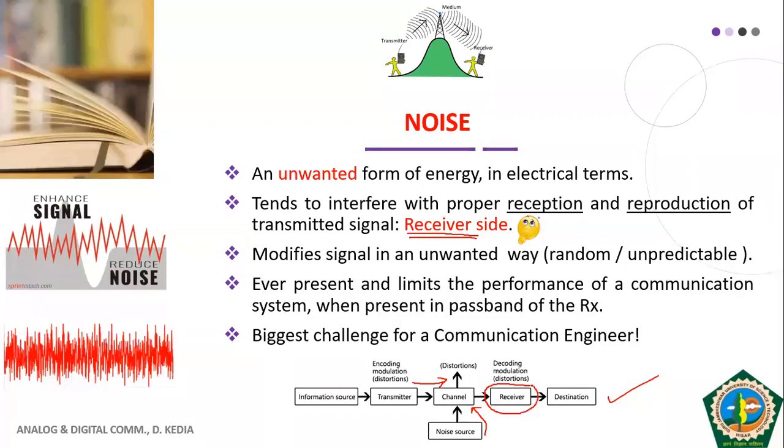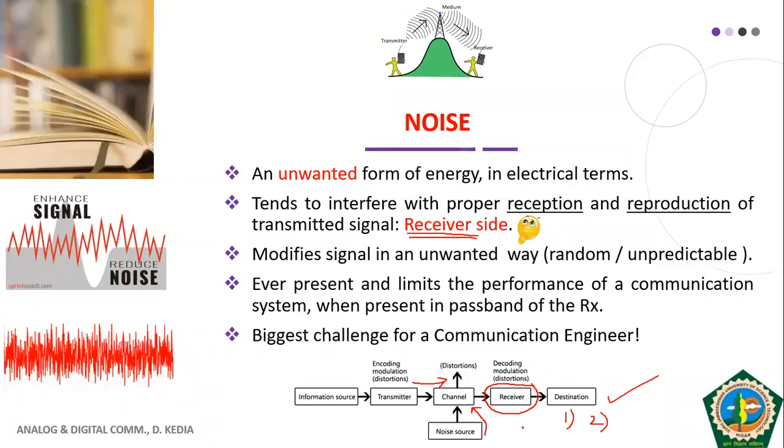So who has to deal with the noise? It is the receiver who has to deal with the noise. The receiver has to do two things. One thing is to extract, or demodulate, the transmitted signal, the original signal. That is one job of the receiver. The second job of the receiver is to remove noise.